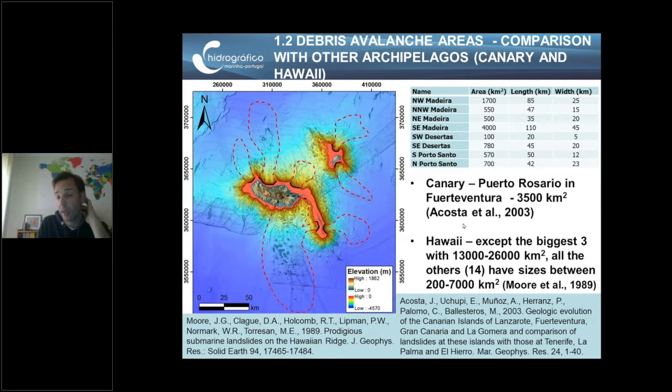And in Hawaii, we have three very big ones, between 13 and 26,000 square kilometers, but all the other ones have similar sizes to the Madeira ones. So this means that all of these flank collapses that you see in Madeira and Desertas and Porto Santo are of similar sizes to the ones mapped in the Canary and Hawaii.